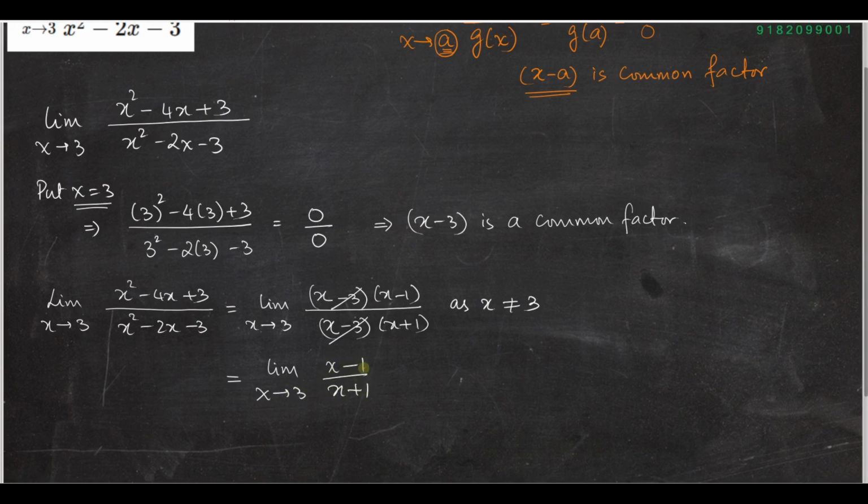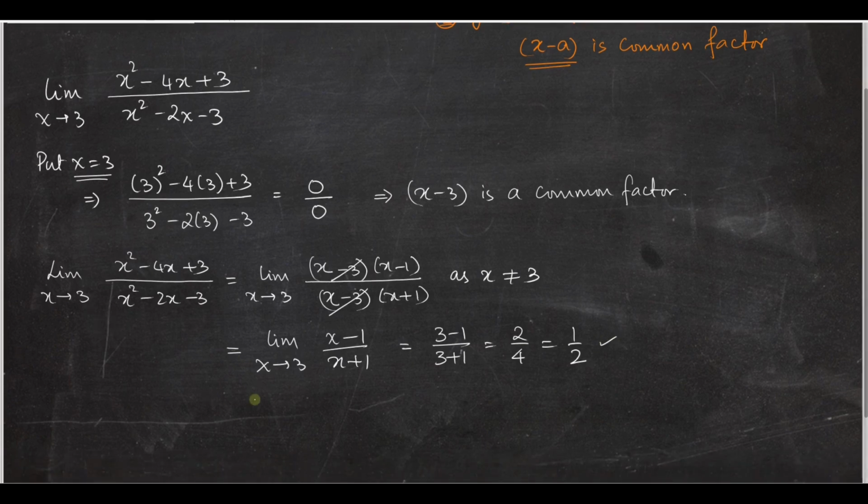So now that we have another rational function, let us test by substituting x equal to 3 here. 3 minus 1 divided by 3 plus 1 gives us 2 over 4, which is 1 by 2, a finite value. Therefore, we report our answer as the limit as x approaches 3 of (x² − 4x + 3) divided by (x² − 2x − 3) is equal to 1 over 2. And that is the final answer.